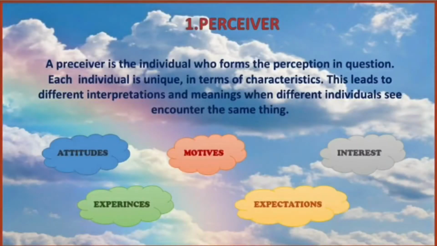The first point is perceivers. A perceiver is the individual who forms the perception in question. Each individual is unique in terms of characteristics. This leads to different interpretations and meanings when different individuals see and encounter the same thing. For example, a person who believes that singing is a boring activity will avoid and ignore the activity. However, for an individual who loves singing, obtaining a gold medal in a singing competition would be a great source of motivation to train harder and work on his or her skill more.